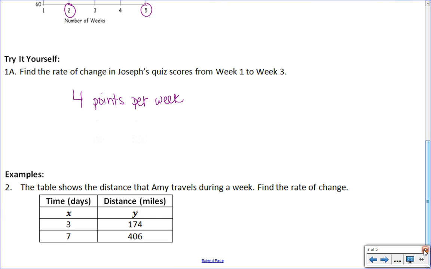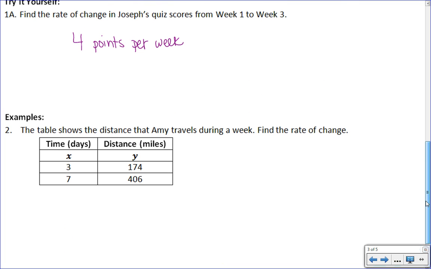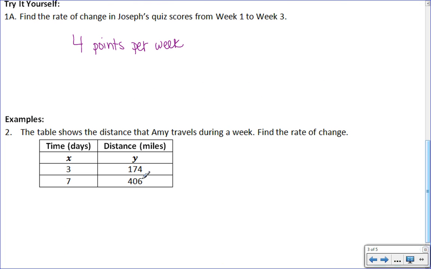Okay, example 2. The table shows the distance that Amy travels during a week. Find the rate of change. So now we're finding the rate of change from the table. So if we look at the change in distance, the distance went from 174 to 406. So the difference between those will give us the amount of the change. And then the change in the time is 7 days minus 3 days.